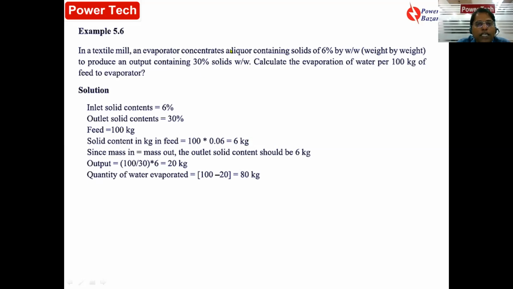But what is given here? The output solid ratio W by W is 30%. So 30% is equal to 6 kg. So 100% will be how much? 6 by 30%. It becomes 20 kg. So output is 20 kg. But what is the input feed? 100 kg. So how much water has been evaporated? 100 kg minus 20 kg. So 80 kg of water has been evaporated in this process.